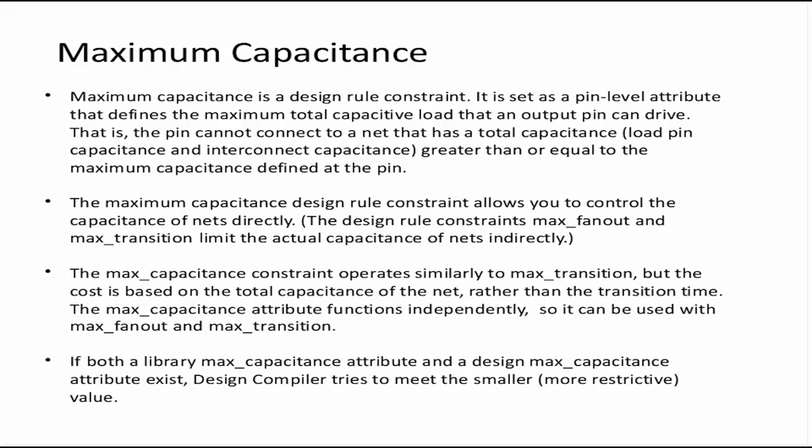So it is very similar in behavior to max trans, but the cost is based on the total cap of the net instead of transition. Again, DC will try to meet the more restrictive value among the library value and the custom value. So again, the important point to note.